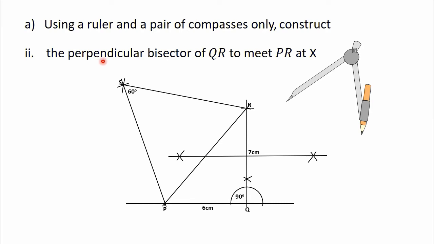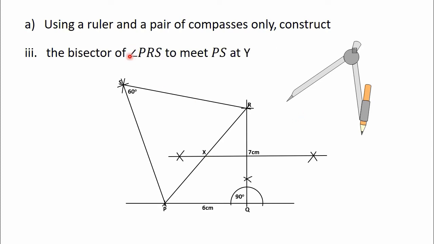The question says that we should construct the perpendicular bisector of the side QR to meet the diagonal PR at X. As we can see, the perpendicular bisector of the side QR meets PR at this point. Their point of intersection will be X, just as we have here. Let's move on to the next part of the question. It says that we should construct the bisector of the angle PRS to meet the side PS at Y.